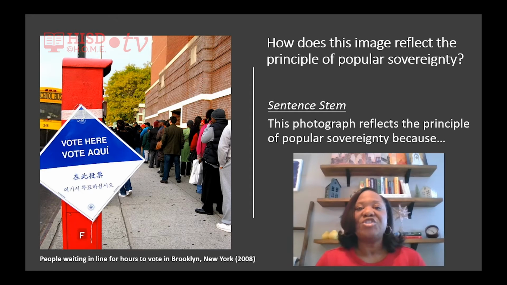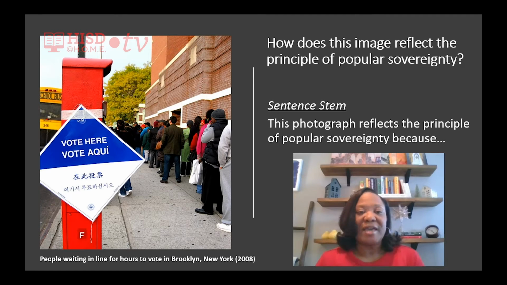So as we go into thinking about what exactly that preamble means, let's take a look at this picture. And I want you to think about, how does this image reflect the principle of popular sovereignty? So I've provided a sentence stem for you, and your sentence stem is, this photograph reflects the principle of popular sovereignty because. And so let's take a look here. And what is this picture? It looks like there's a line, and I see a picture of it says vote here.